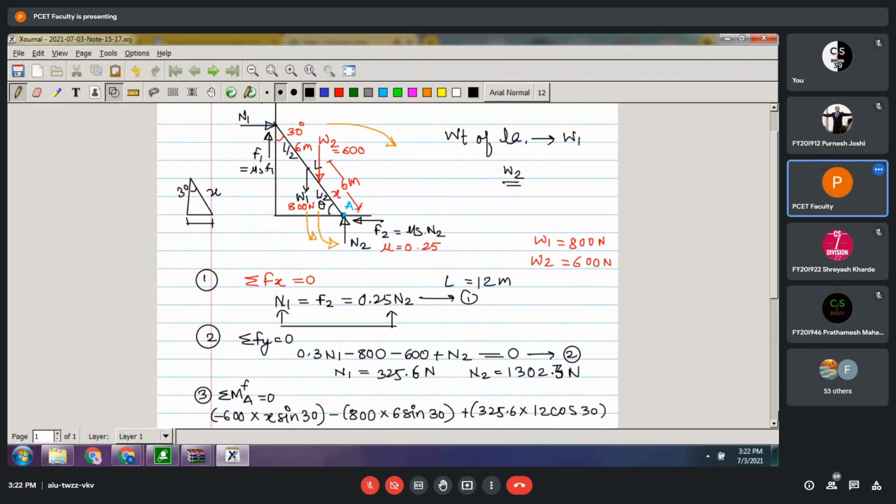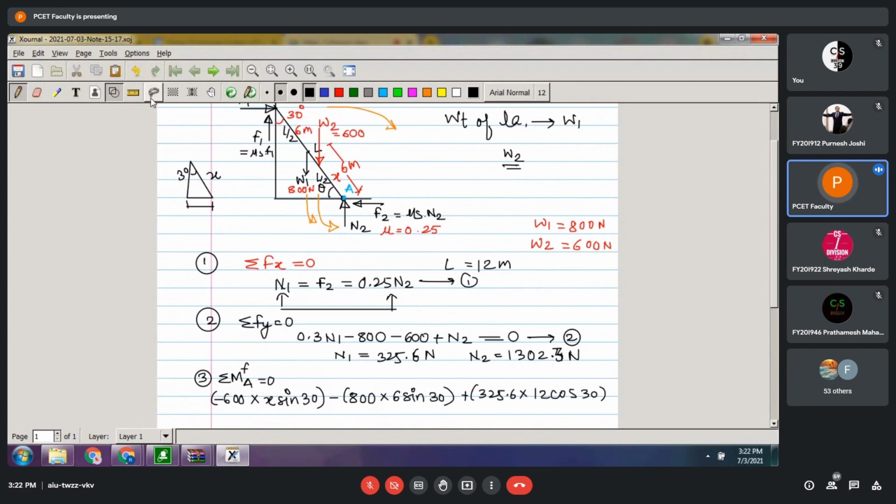And this vertical F1, what type of rotational effect will it create? Clockwise, so it must be written with a plus sign. And F1 is nothing but 0.3 N1, as we had above. N1 is 325.6. So this is the total value of F1 multiplied by the perpendicular distance, which is 12 sin 30. This entire equation must be equal to 0 to keep the ladder in equilibrium. Can you tell me what value of x you are getting?